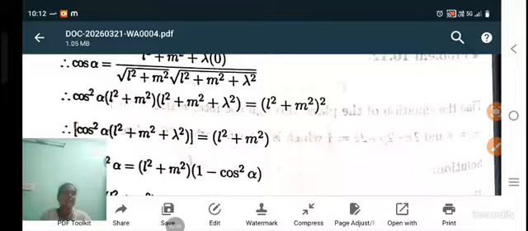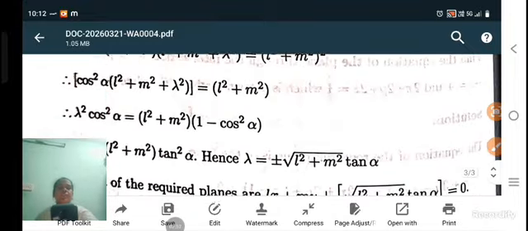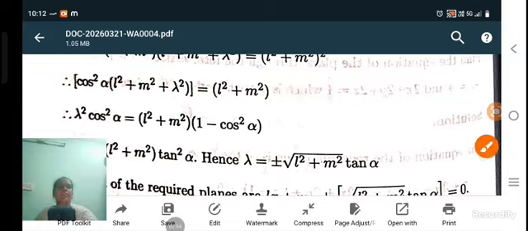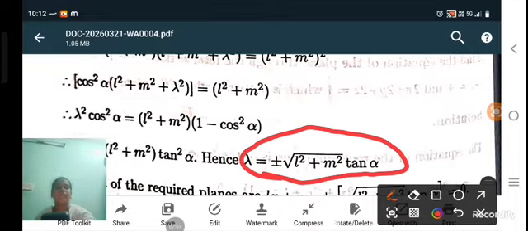Then rearranging, lambda squared is equal to L square plus m square into tan squared alpha. Hence, lambda equals plus or minus square root of L square plus m square into tan alpha. Then the equation of the required plane: substituting the value of lambda, we obtain Lx plus my plus or minus square root of L square plus m square tan alpha z is equal to 0.